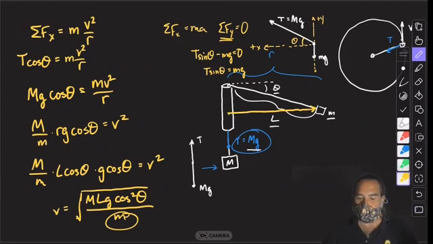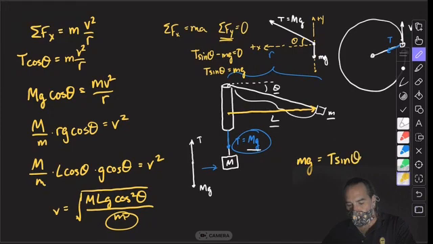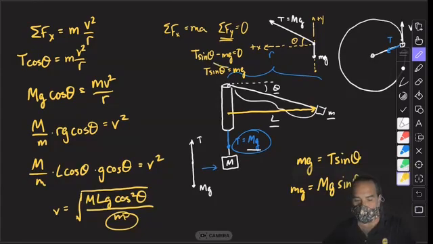But don't think that that's the end of the story, because some of you are smart and can point out something else here, something that we may not have talked about. The fact that mg equals T sine theta, which in this problem is mg equals capital Mg sine theta. Do you guys see where I'm getting this from? This is the y direction, right here.